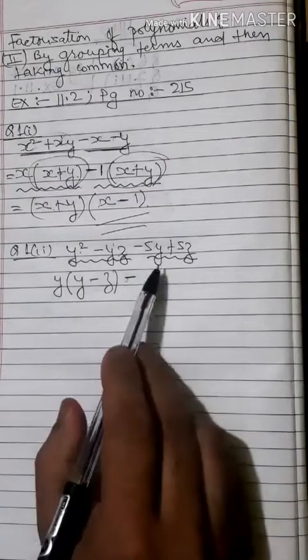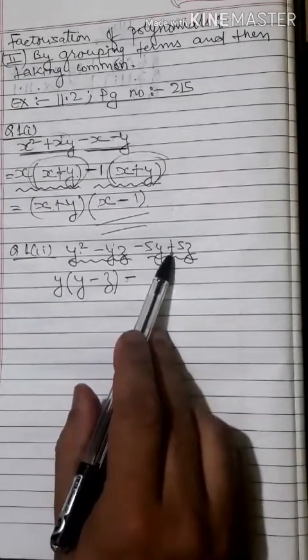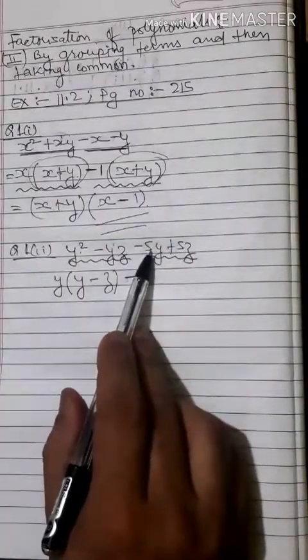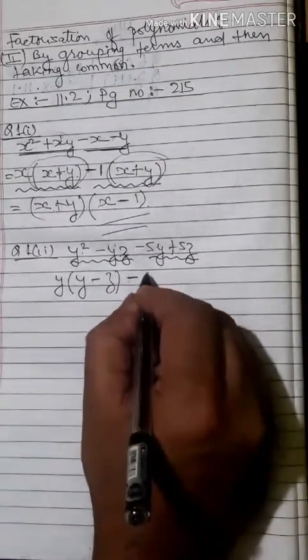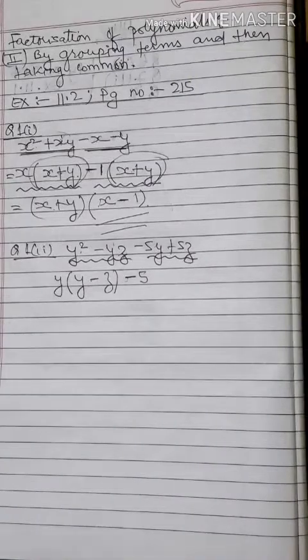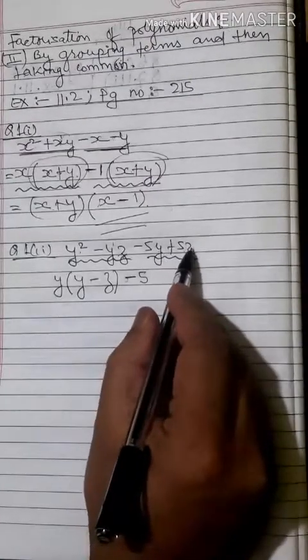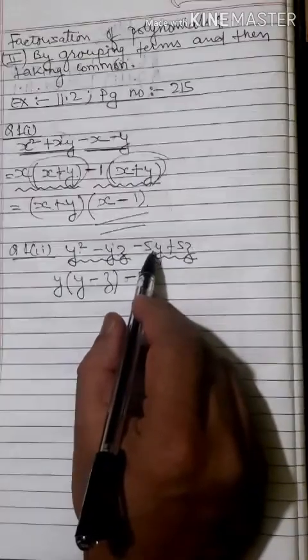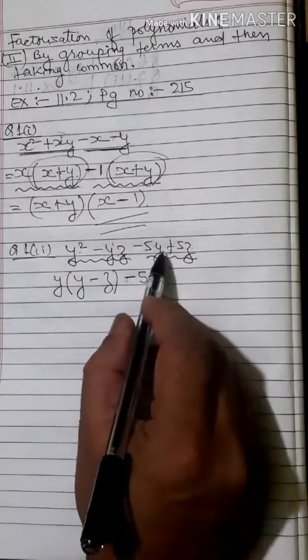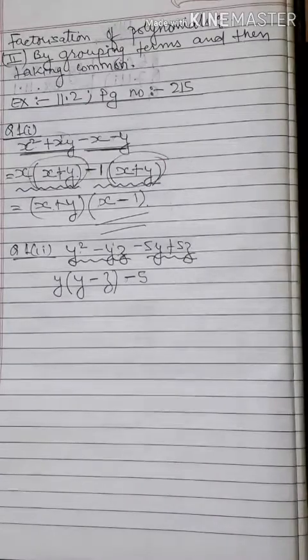Now 5y plus 5z. So what is the common factor here? We have a 5 here, we have a 5 here, so we will take 5 as a common factor here. We have a y here, we don't have a y here, so that is not a common factor. We have a z here, we don't have a z here, so that is not a common factor. So what is our common factor? Minus 5 is the common factor.